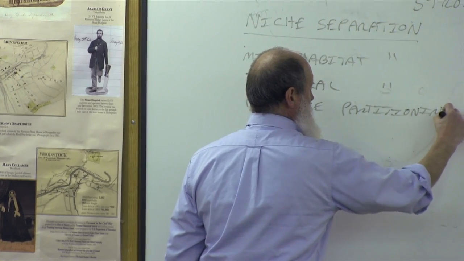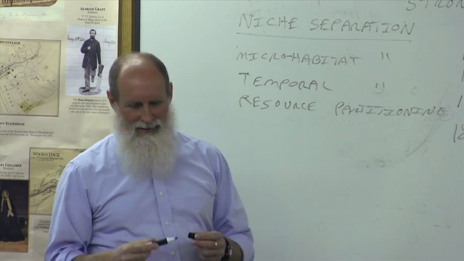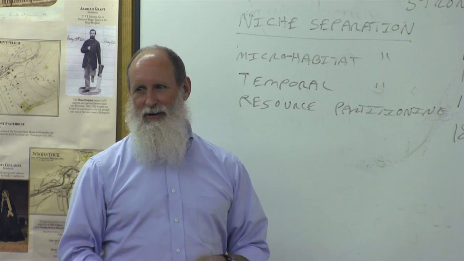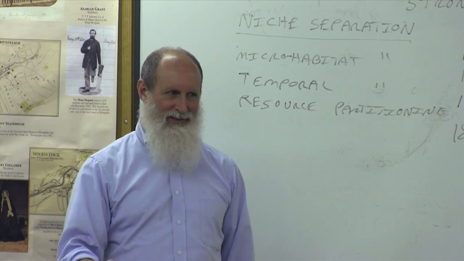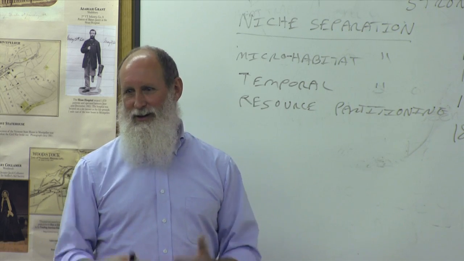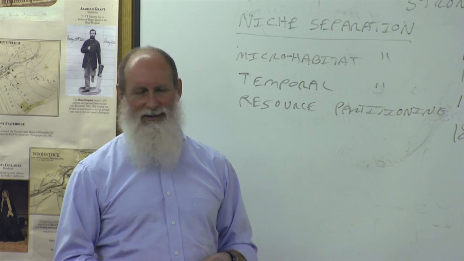And a great example of this are Darwin's finches. So we get these mixed foraging flocks of different species of finch down in the Galapagos. The small beak finch just eats small seeds. The large beak finch just eats large seeds. And in this way, they can coexist without energy losses from competition.